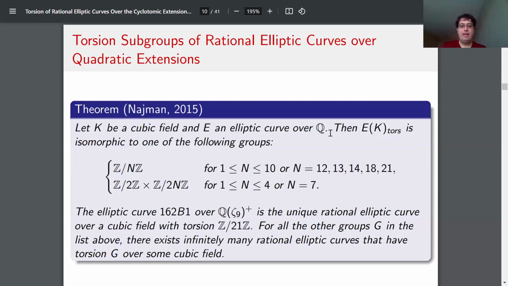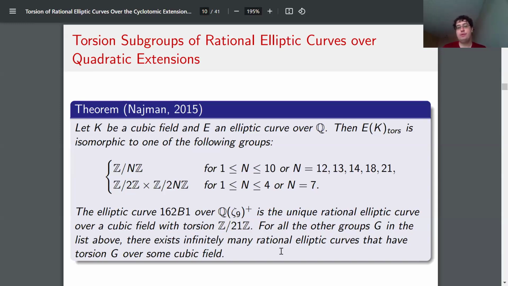So for example, in this one, there's a special property. We already saw some of the group structures appearing only over some certain fields, but in this one, there's an even more special property. So the group modulo 21 appears only over this field Q zeta 9 plus, the maximal real extension of Q zeta 9. But it is also realized over only one unique elliptic curve, which has this Cremona label, so you can look at it in the LMFDB database. So yeah, it's an important factor.